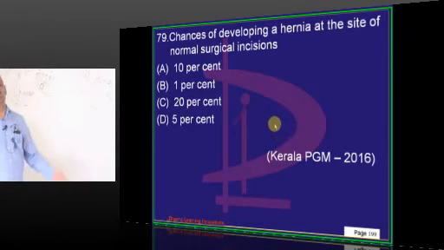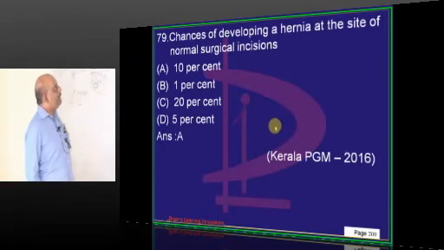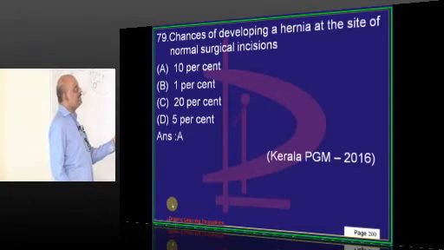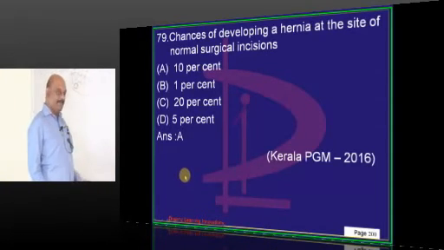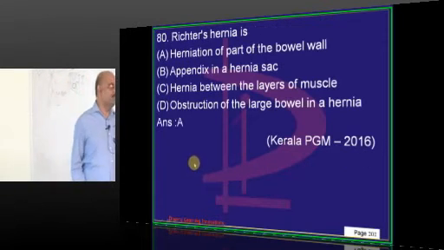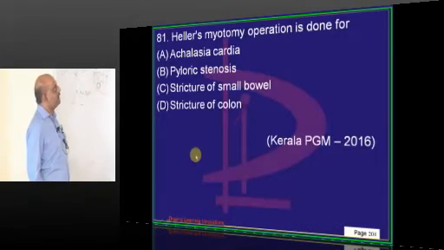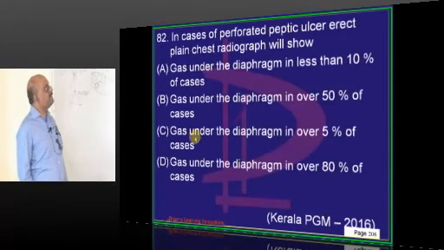Hernia at the site of surgery, purely guesswork, illogical. 10%, it depends upon who did the incision. That also is a deciding factor. If I did the incision, it is 80%. Maybe you have your own score. Rupture is what? Only a part of the bowel wall herniates. Heller myotomy is for achalasia cardia.